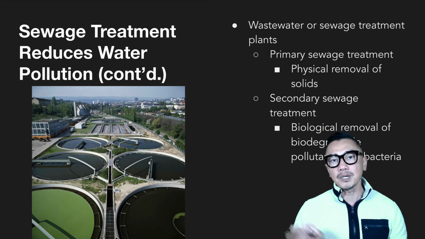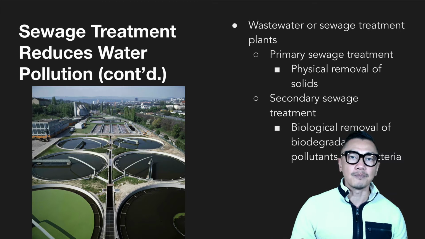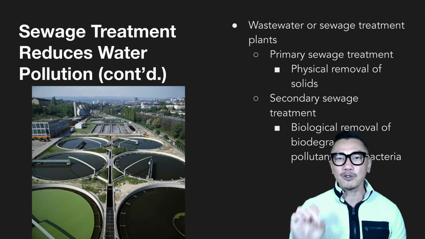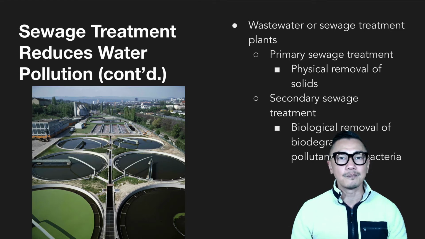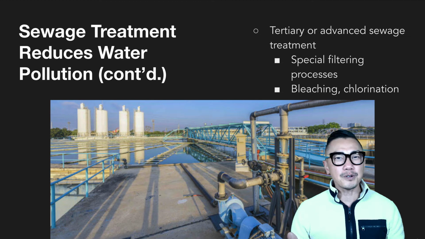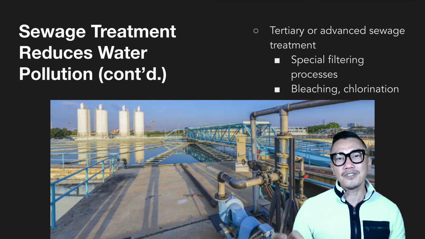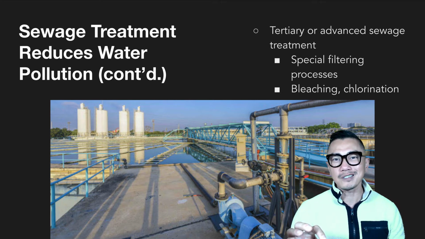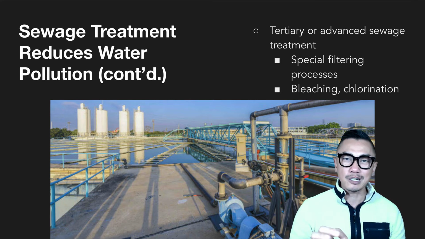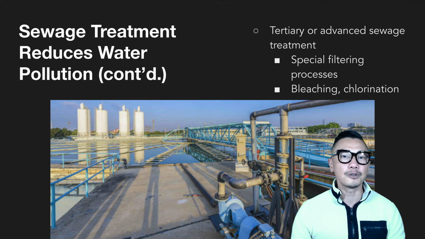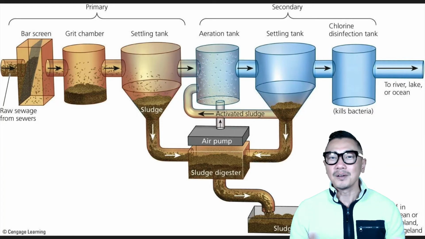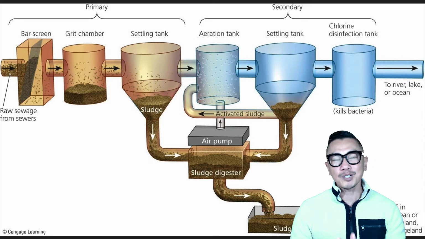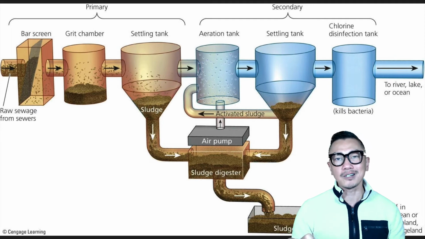The second step is called secondary sewage treatment. This involves the biological breakdown and removal of biodegradable pollutants using bacteria. The third step is called tertiary or advanced sewage treatment. This involves special filtering processes and may include bleaching or the addition of chlorine, called chlorination. This diagram shows how a wastewater or sewage treatment plant might structure primary and secondary sewage treatment.